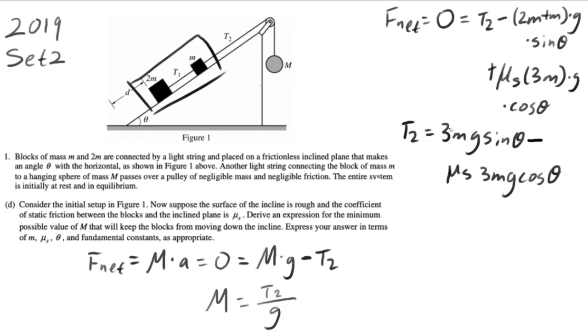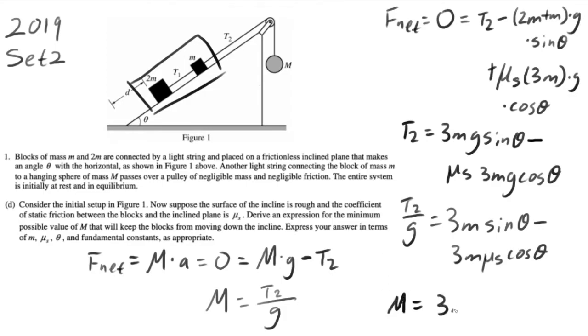Alright, so we have to plug this value of T2 into this equation. So T2 over g equals 3m sine theta minus 3m mu s cosine theta. And we can take the 3m and combine these two. So to make everything neater, we can write that M equals 3m times (sine theta minus mu s cosine theta). And that is your answer for part D.